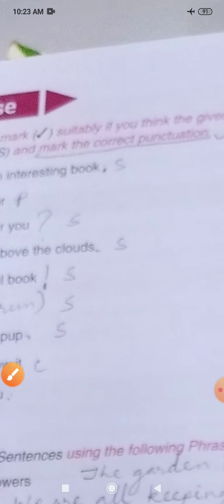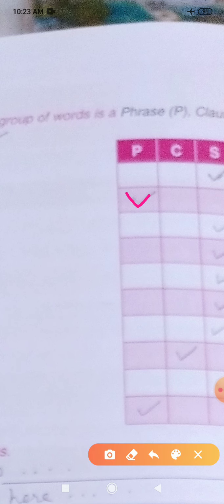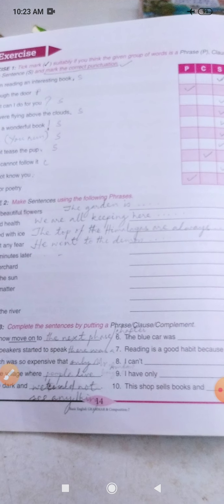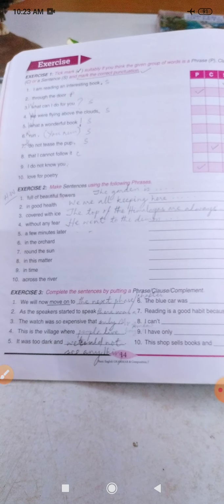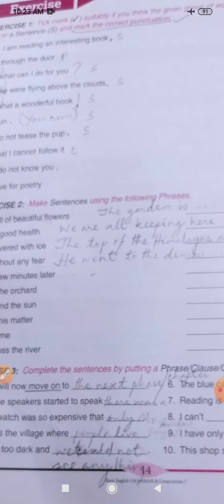So please try to mark the answers here, and your job is to give a tick mark under the P, C, or S. For the second one I have marked under the P, and similarly I have marked everywhere. You may look at this one, or otherwise you can see the answers that are written by the side of the given words there. Okay, because this is becoming very wide and it is not visible properly, I hope all of you can mark your answers from here.